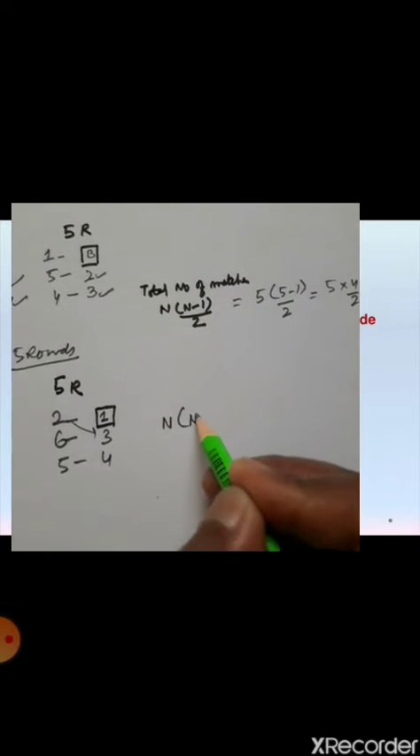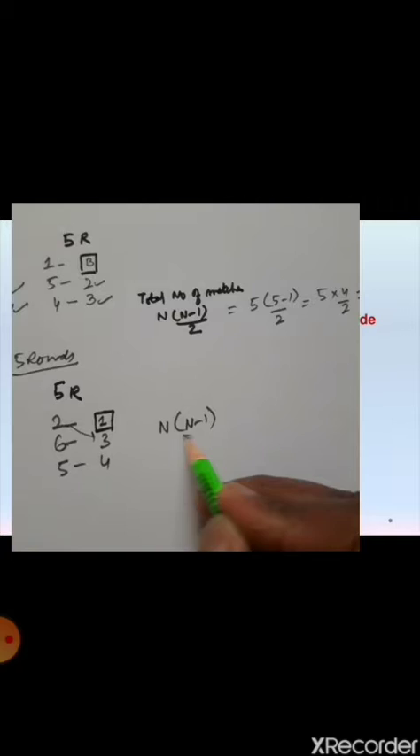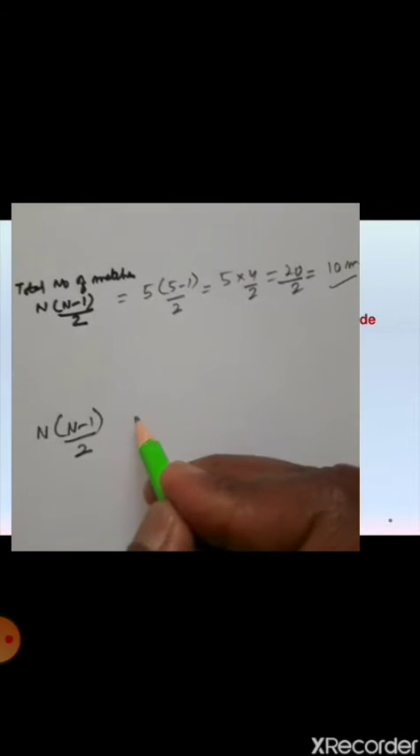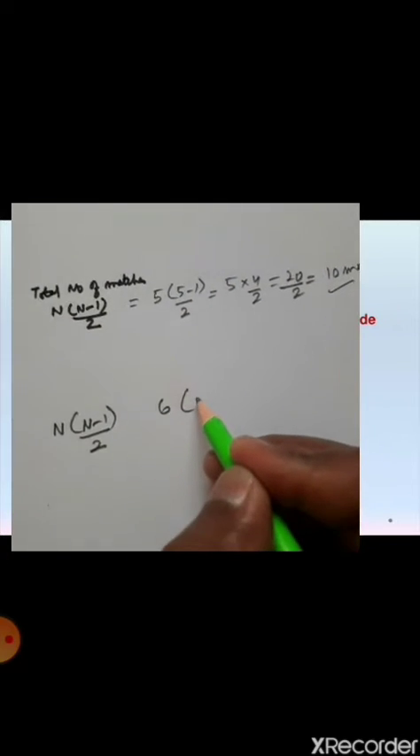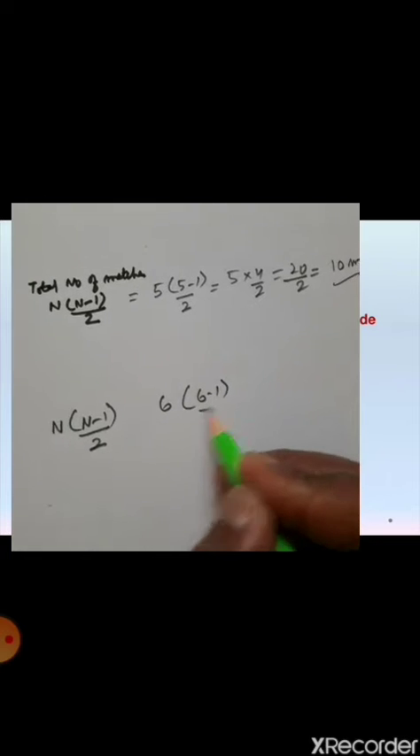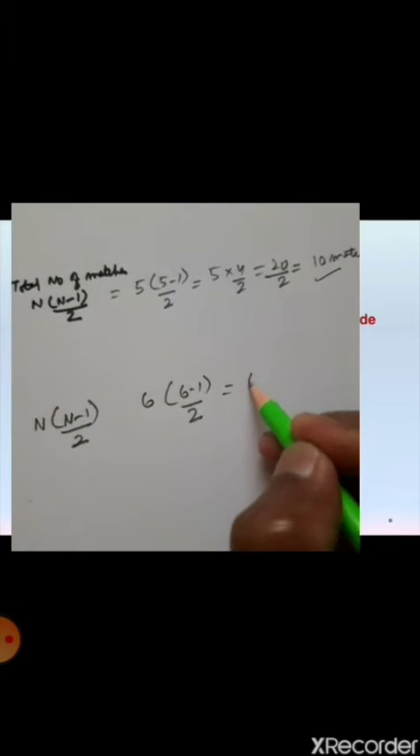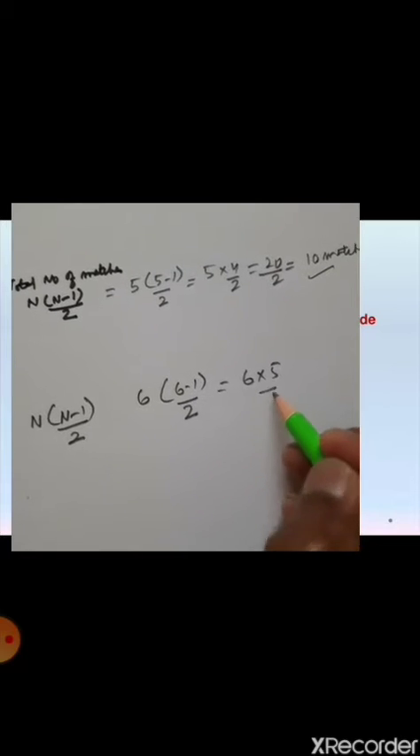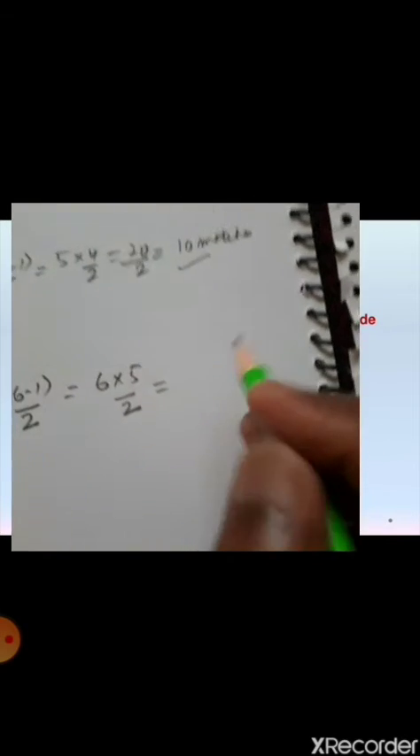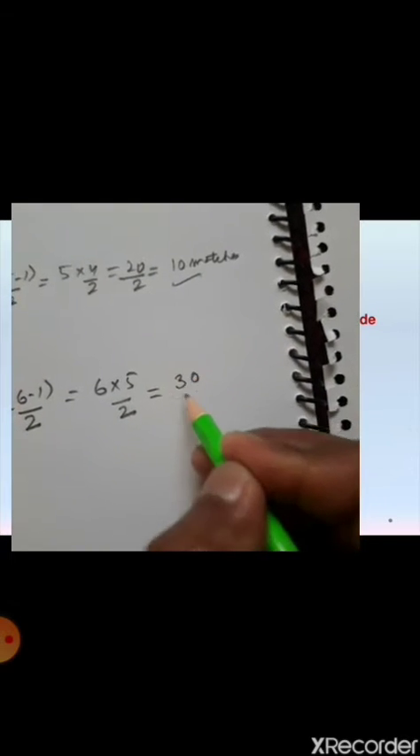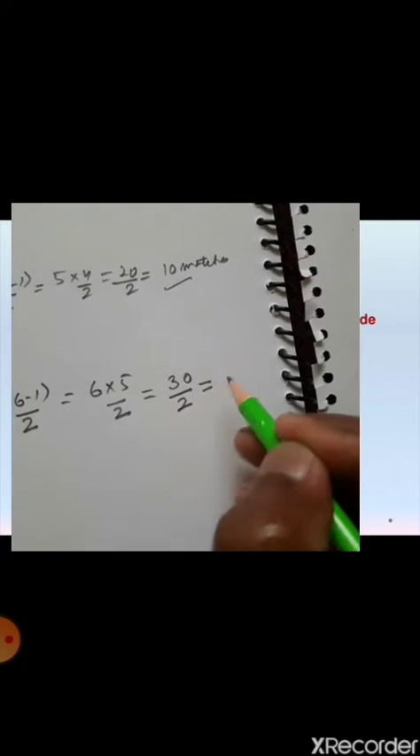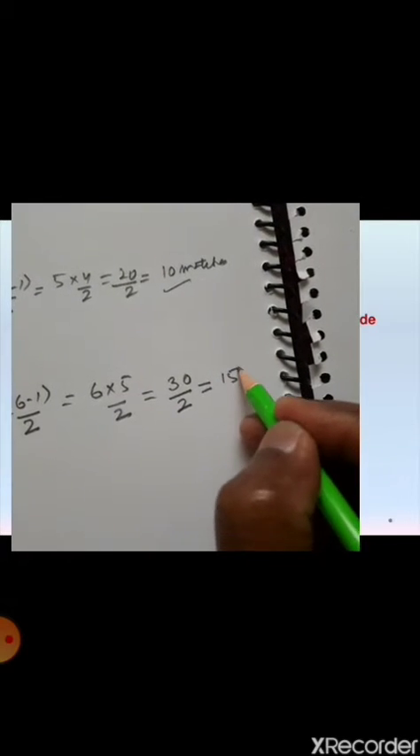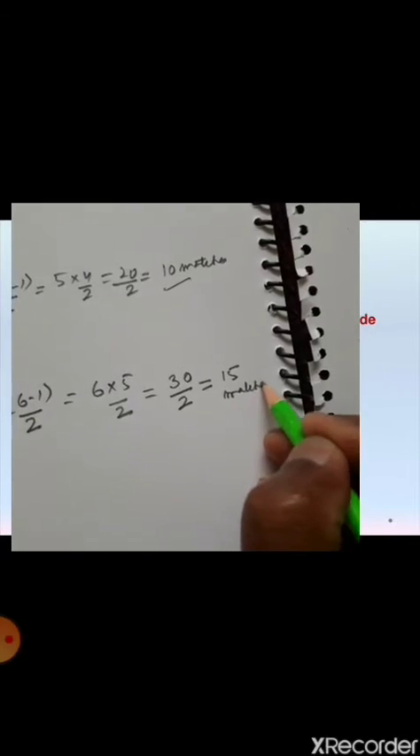It is n into n minus 1 upon 2. So n is 6. 6 into 5 upon 2 equals 30 upon 2 equals 15 matches. Now let's calculate here.